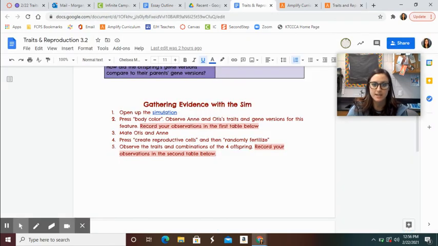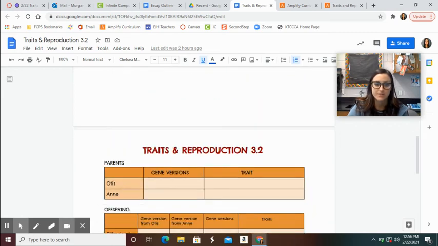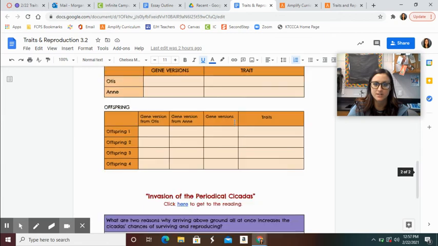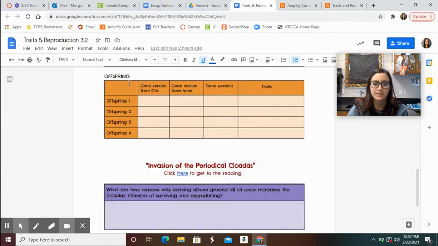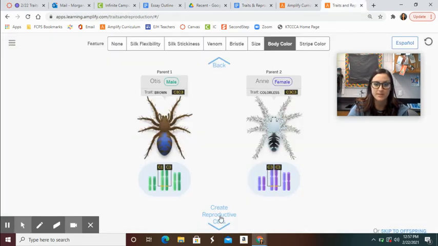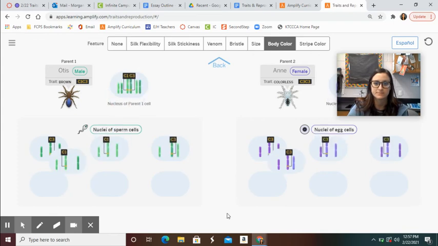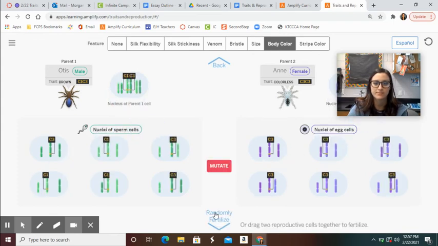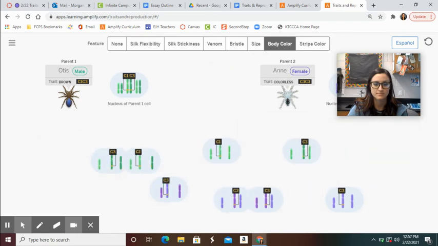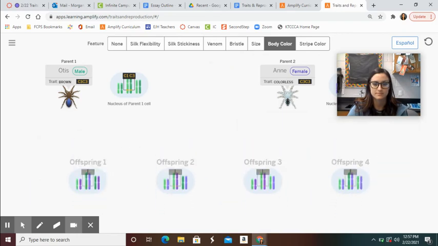Looking at the activity down here, you can see that there is a spot to put the gene versions in the tree. Then you're going to mate them and put the information about their offspring. So create reproductive cells, fertilize, and here are your offspring.